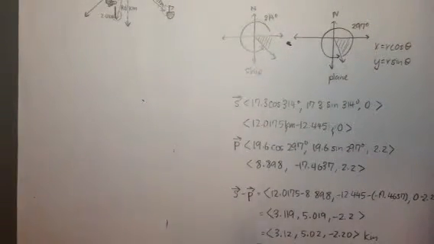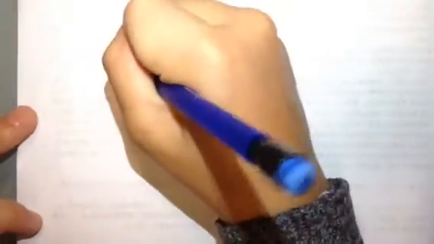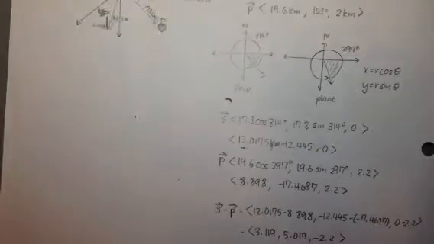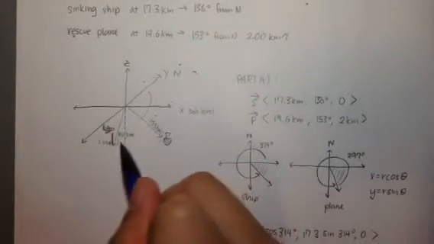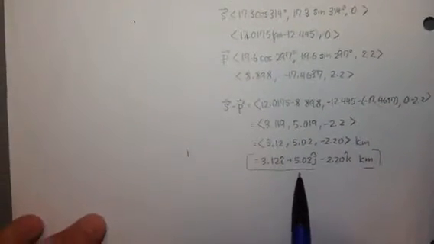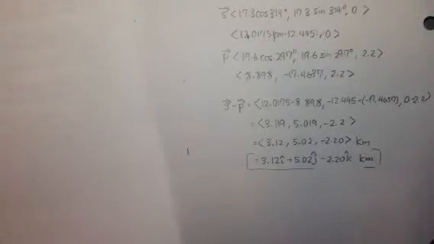I'll use another piece of paper. Part B is asking us to figure out how far apart they are. So basically what we want to do is find the distance from here to here. To do that, we're just going to find the magnitude of the vector we found in part A.